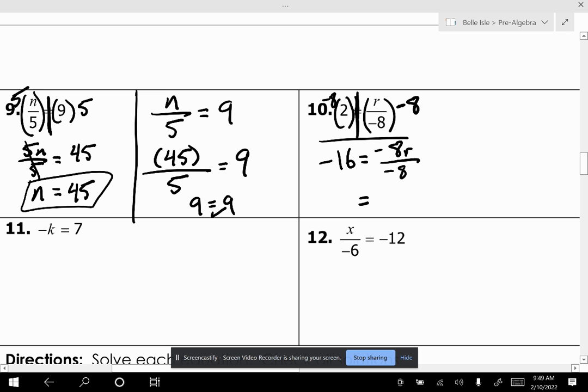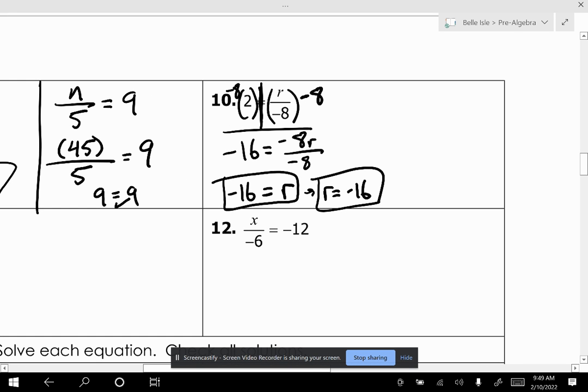What is a negative 8 over a negative 8? Yeah. It is a positive also, but we are left with just r. And then we have negative 16. I ran out of room, but you could flip it around. Either way. And then you go ahead and check yourself. I'll give you about 30 seconds to do the check real quick.